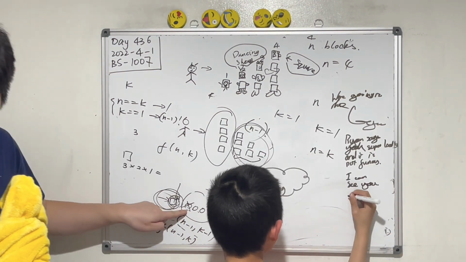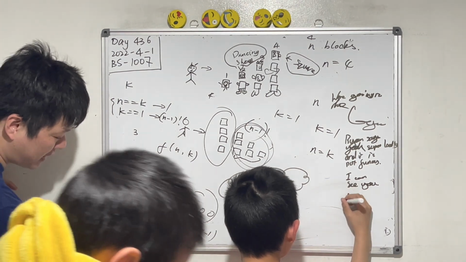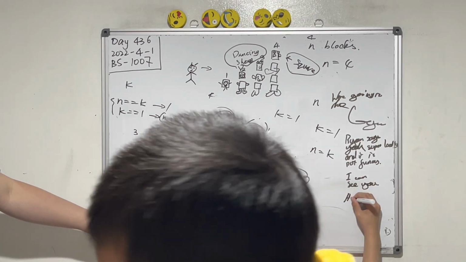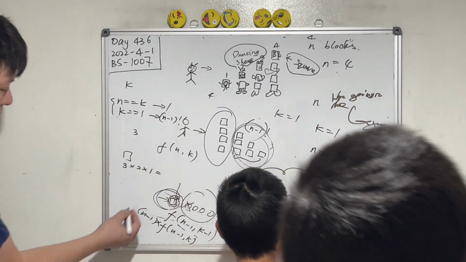Okay? So how many ways can we do this? I was just saying I can place the block in n-1 positions, so we can just multiply it. So how many ways for these two? We add them together. Okay?